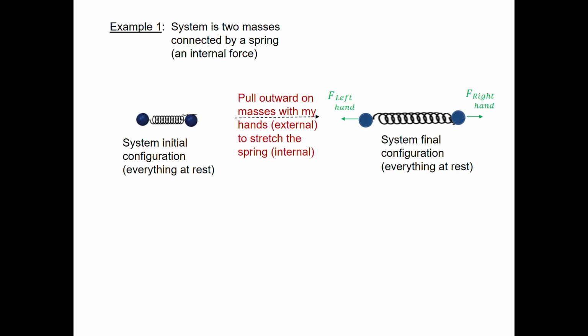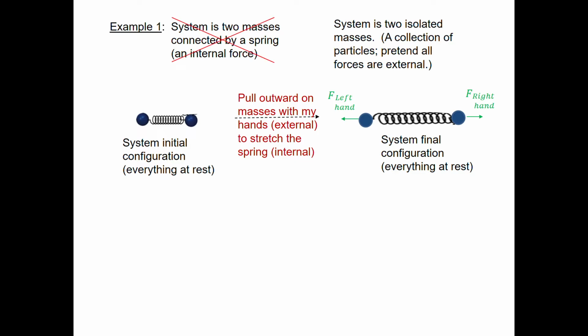So we're going to change our perspective just a little bit, the same way we changed our perspective to limiting the system to just the book so that we could apply the work kinetic energy theorem. Here I'm going to imagine, well, let's forget about that system for a second. Let's forget about the spring being an internal force. Let's imagine these two masses are just isolated masses, and all the forces, including the spring forces, are external. Let's pretend that for a second, even though I'm going to label the spring force as internal.